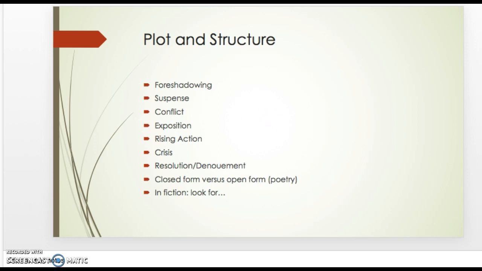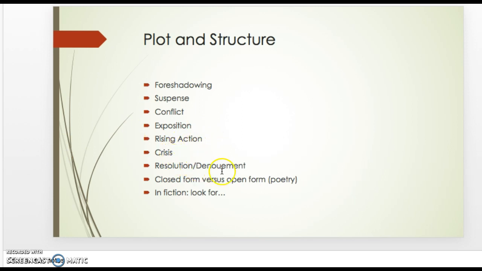Exposition is the background information about the setting, characters, and plots. And again, this is where the author can use some flashbacks. She can use dialogue between characters talking about things that are happening in the present or things that have happened in the past. Again, giving us clues as to why characters are acting in certain ways.